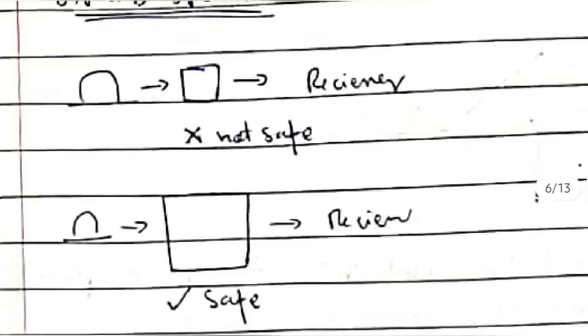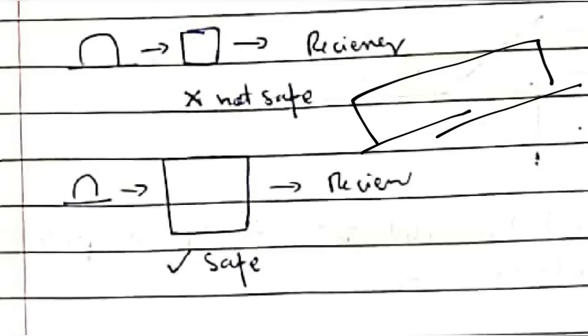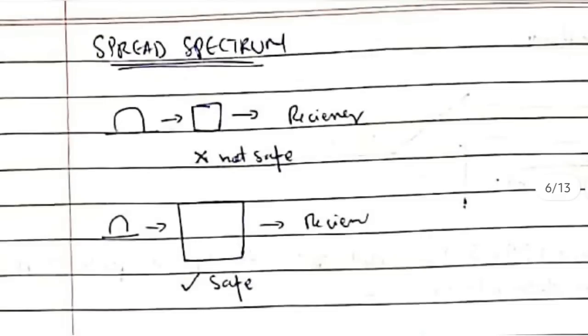In this case, the data to be transferred will be sent in a wider spectrum. Suppose this is the data here, and if any errors happen, they can happen here and here. It's very unlikely that they will reach here. Whereas if we send it in a smaller spectrum, it will fit, but errors can happen very easily. There are more chances of errors because the spectrum is very small. So that's known as spread spectrum.